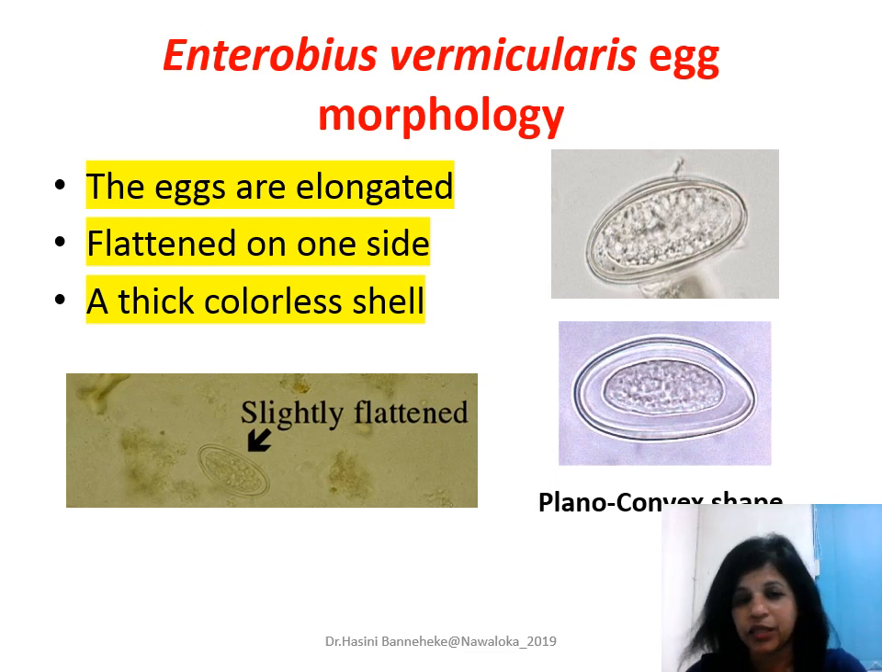Now the other thing you have to remember is, when you compare this with the hookworm egg, which is also colorless, Enterobius egg is also colorless, but the hookworm eggs have a very thin shell, whereas here you can see that the shell is thicker, and the shape of Enterobius is plano-convex, whereas hookworm eggs are more ovoid with bluntly rounded poles.